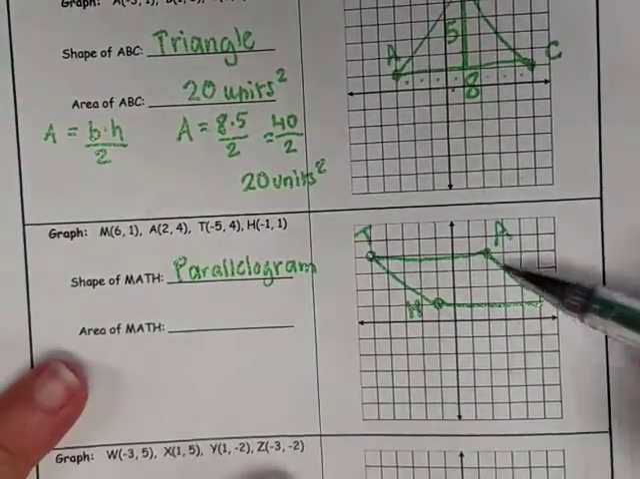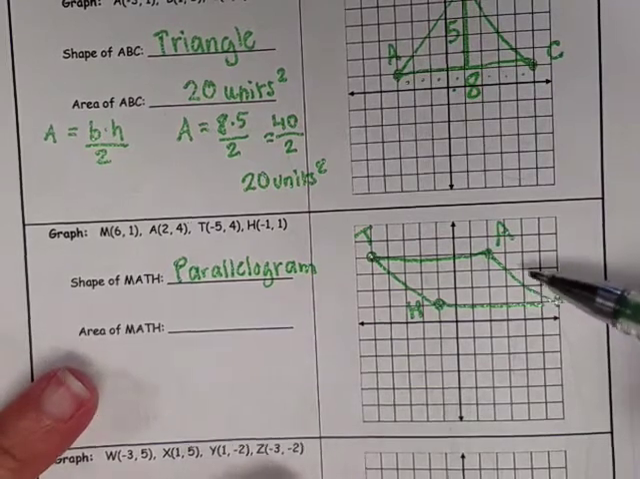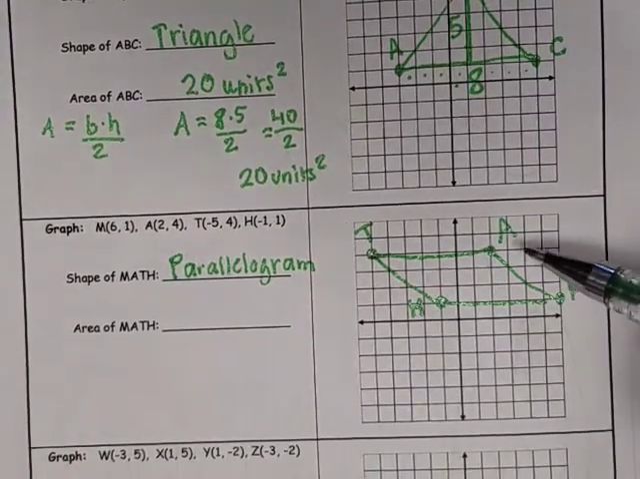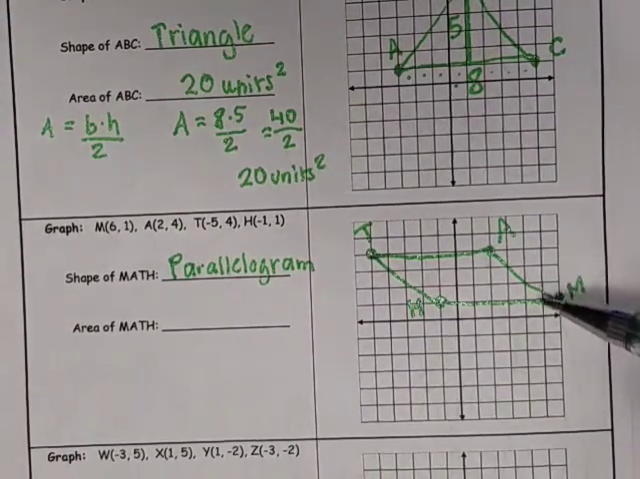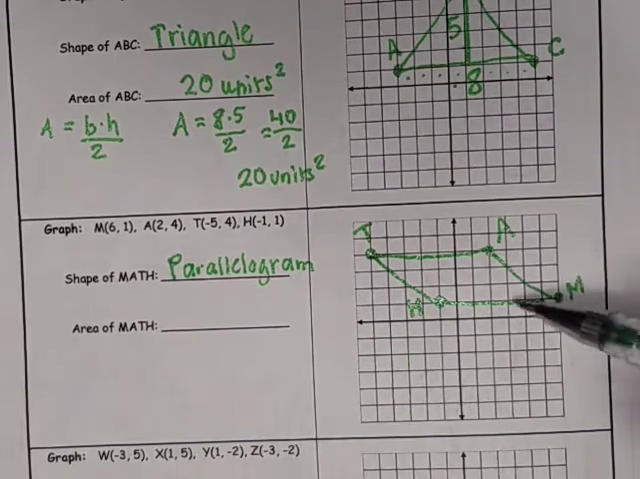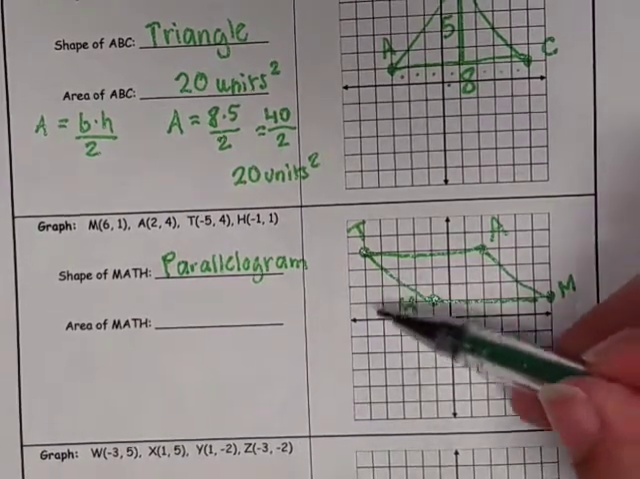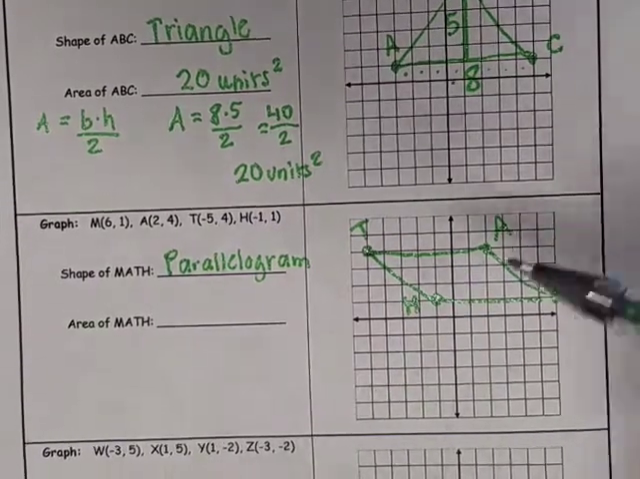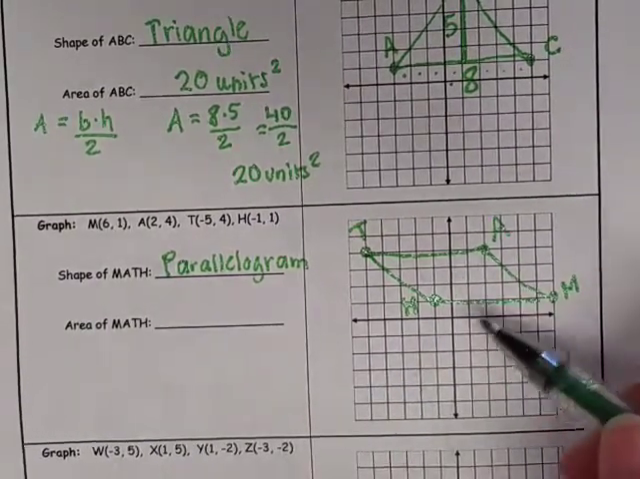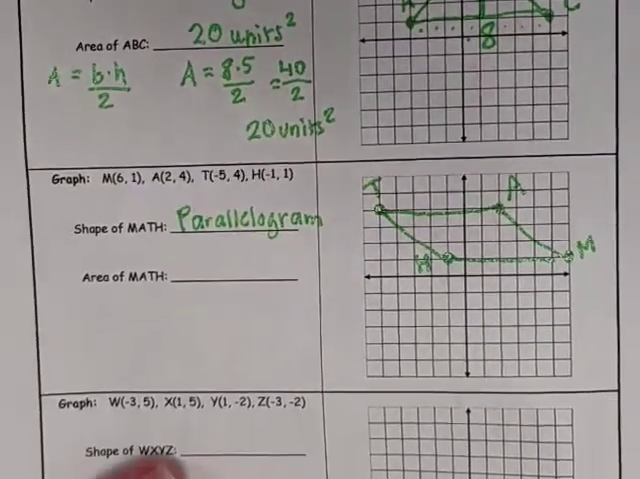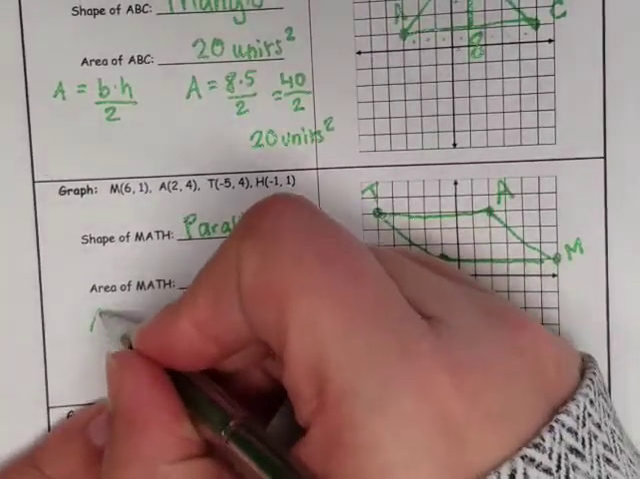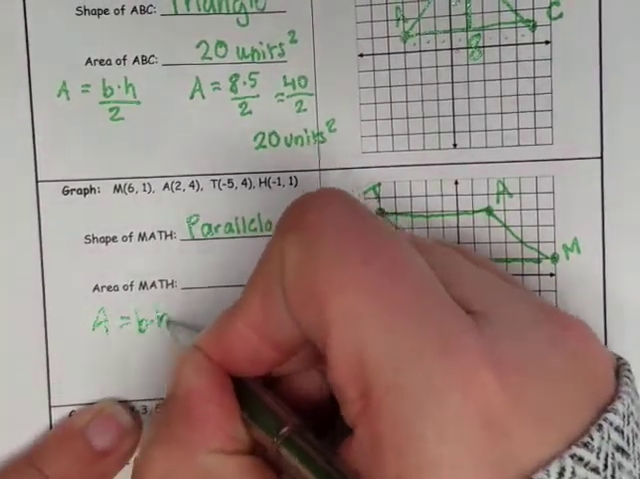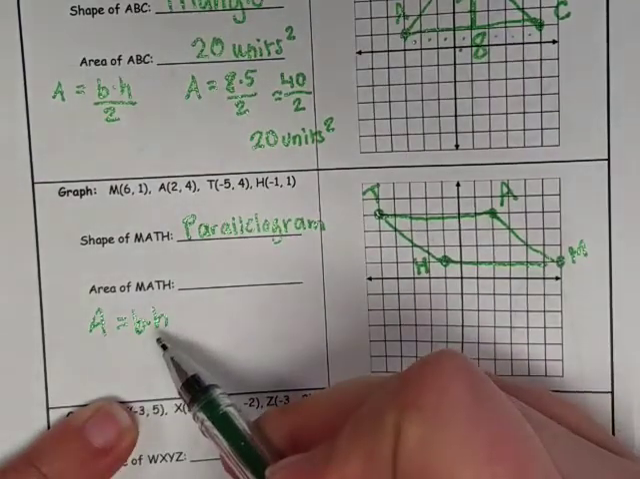Again, you don't have to decide if it's a parallelogram or prove it until Math 1, but I was just showing you that they do have the same slope for these 2 angles right here. Therefore, the 2 opposite sides are parallel, and then these 2 sides are parallel. So we know that for parallelograms, the area formula is just base times height. We know that base and height must be perpendicular to each other.